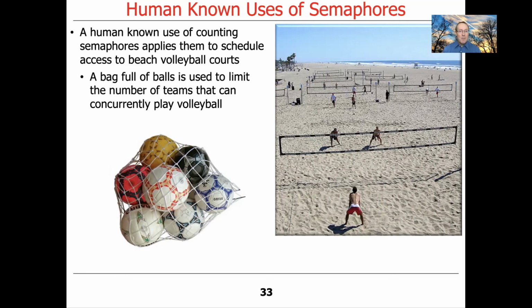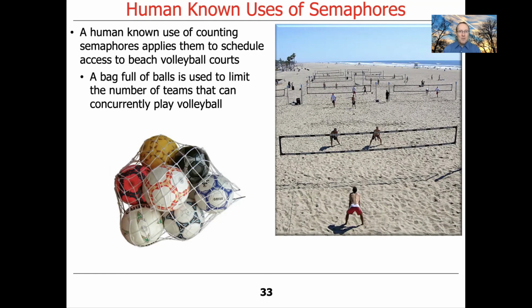If you showed up and there was no volleyballs in the bag, then that meant that the courts were all in use. So that was an indication in a semaphore-like way that all the resources were currently occupied or in use, and therefore there were none available at that point. And so you'd have to sit around and wait your turn in order to be able to go and play.